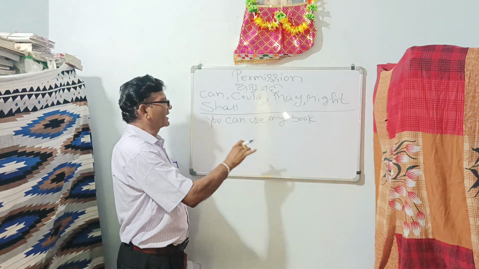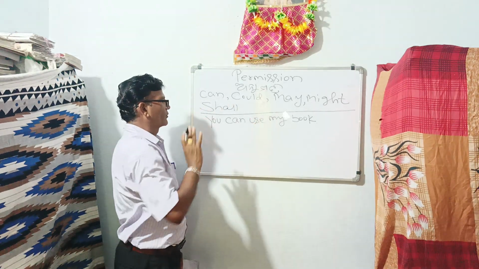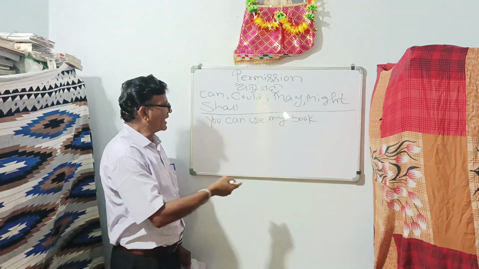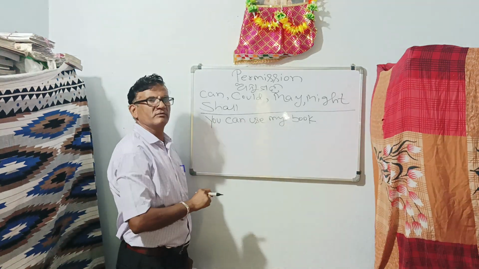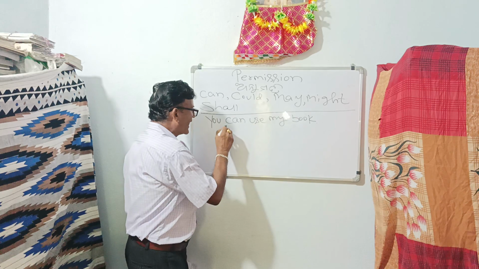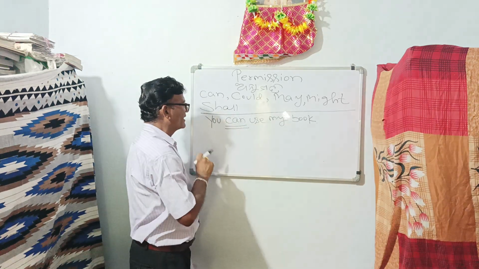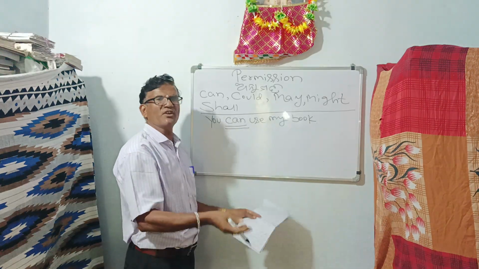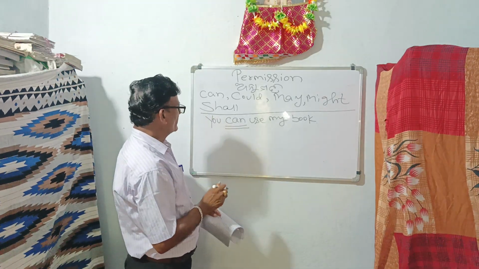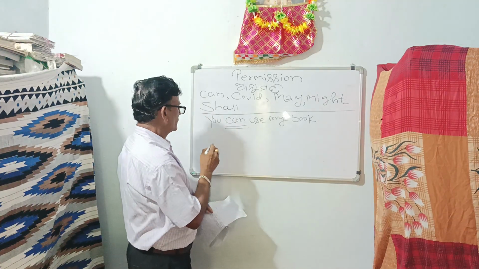I am giving you permission to use my book. In other words, you are permitted to use my book. So the modal auxiliary verb can expresses permission here. Similarly, could.